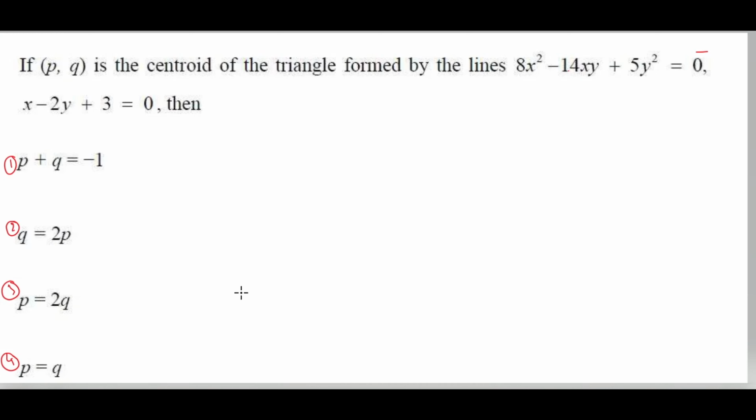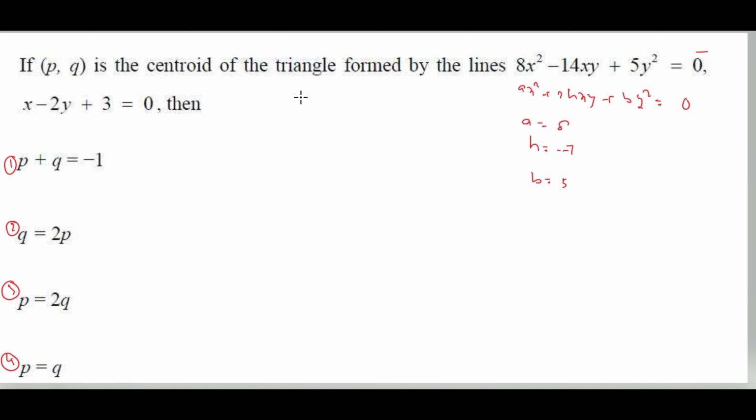If P comma Q is the centroid of the triangle formed by the lines 8x square minus 14xy plus 5y square is equal to 0 and x minus 2y plus 3 is equal to 0. So it is in the form of ax square plus 2hxy plus by square is equal to 0. From this, a is equal to 8 and 2h value is minus 14, h is equal to minus 7 and b is equal to 5.